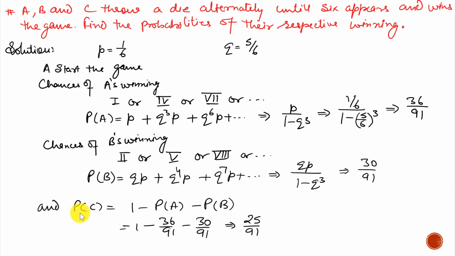Now what's the probability of C? It is 1 minus probability of A minus probability of B. After simplification we get the answer 25 by 91. So the probability of A is 36 by 91, the probability of B is 30 by 91 and the probability of C is 25 by 91.